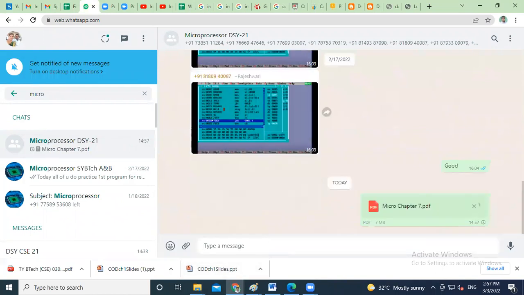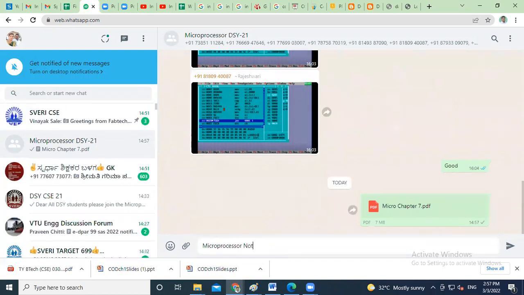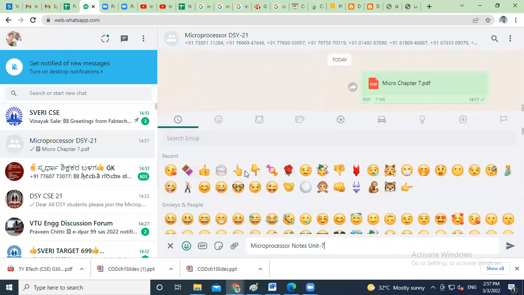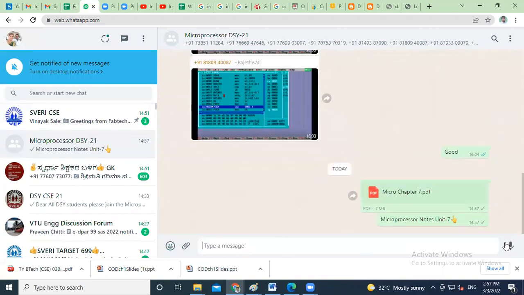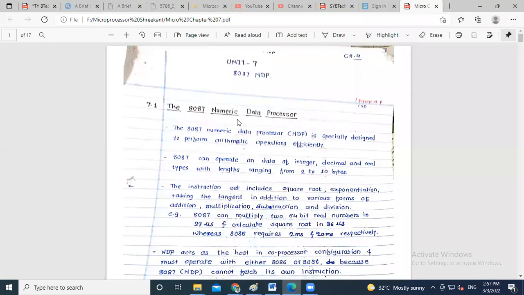Yes, please all of you find this PDF: Microprocessor notes unit 7. Okay, so download this from this book. It's fine. So open these notes here, otherwise you have to observe my screen. So okay, this is the well-defined notes for your reference purpose.